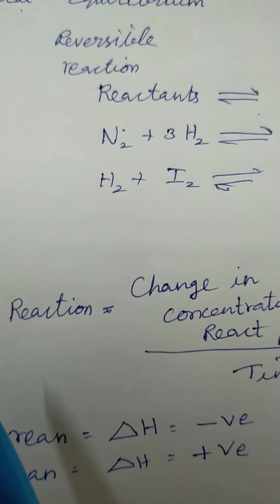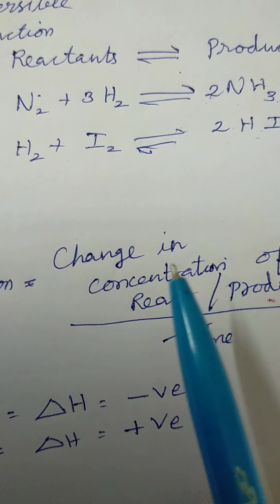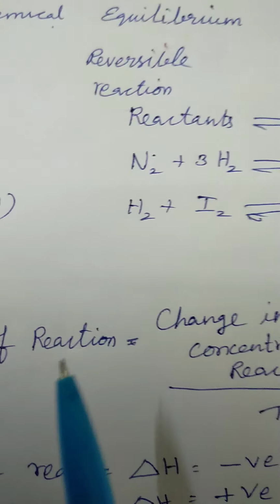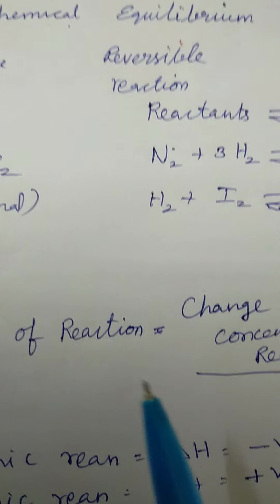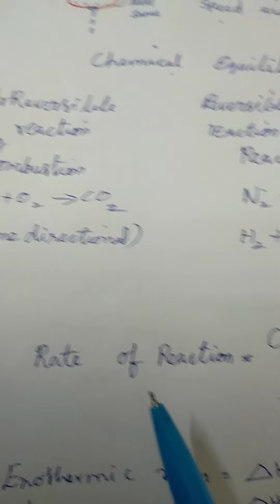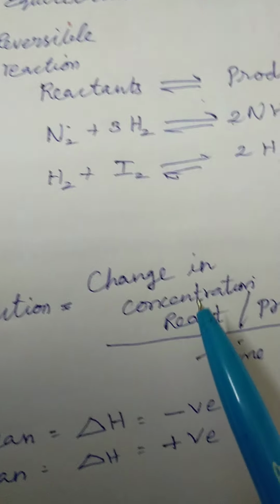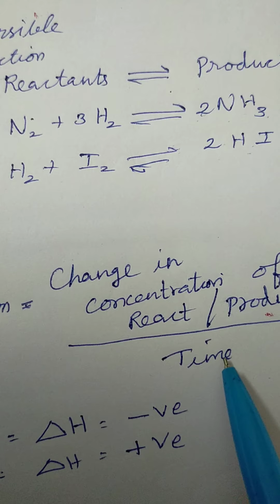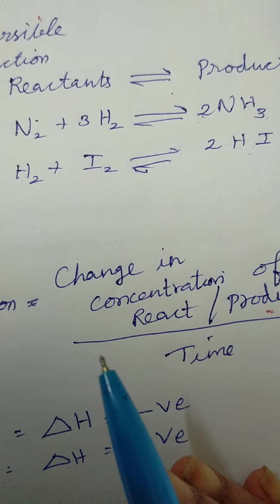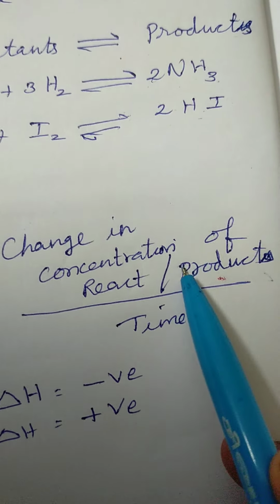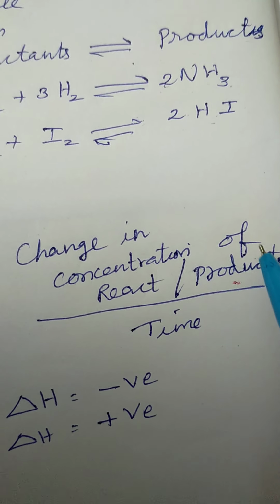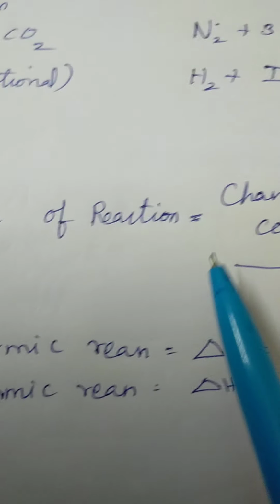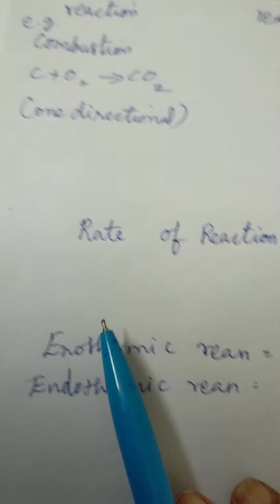What do you mean by rate of reaction? Rate of reaction is related to the change in concentration of reactant or product with time. So chemical equilibrium comes under rate of reaction. How much reactant is there, how much time it takes to convert into product, and how much time the product takes to convert into reactants, that is known as rate of reactions. So the rate of reactions can be altered.